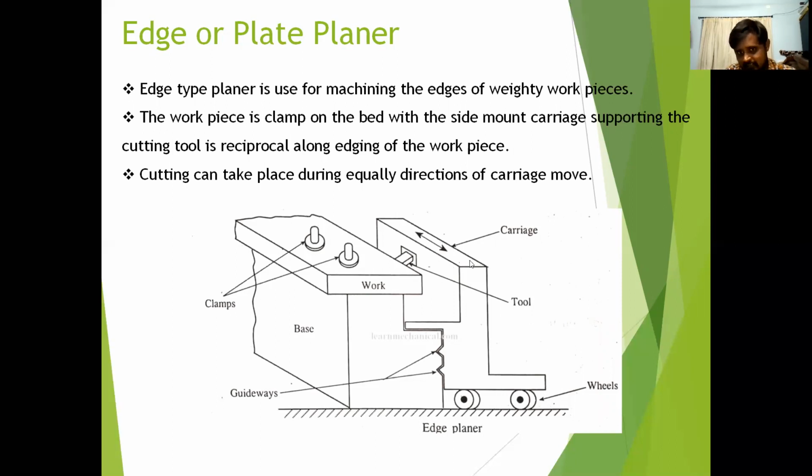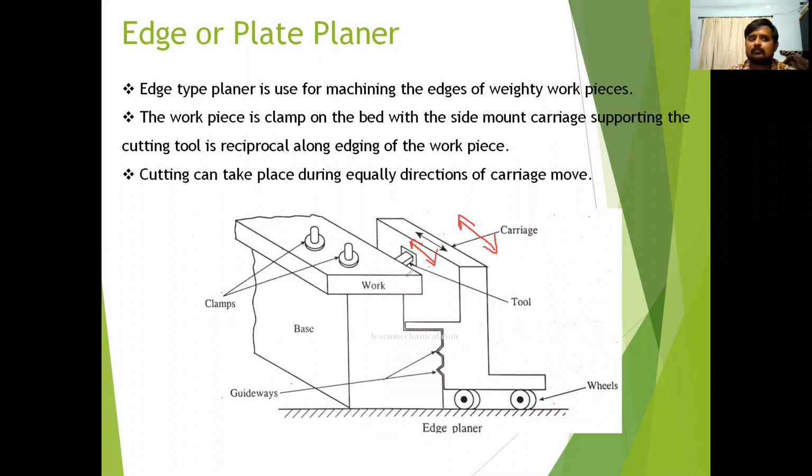Here, this is the carriage and this is the cutting tool. This carriage has some wheels. We are going to move this carriage in this direction. If you move this carriage in this direction, automatically this cutting tool also moves in this direction. So it will remove the material from the edge of the workpiece. So this is about the edge type planer.